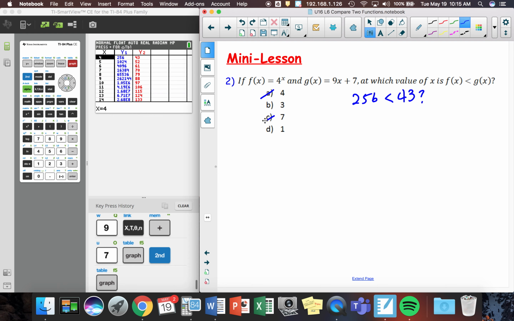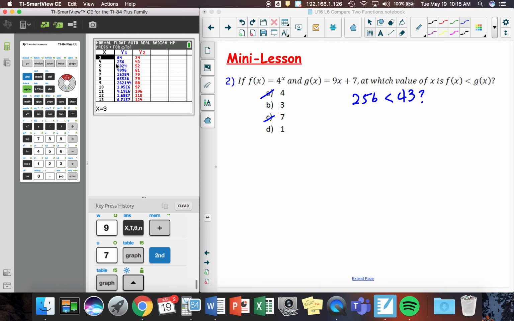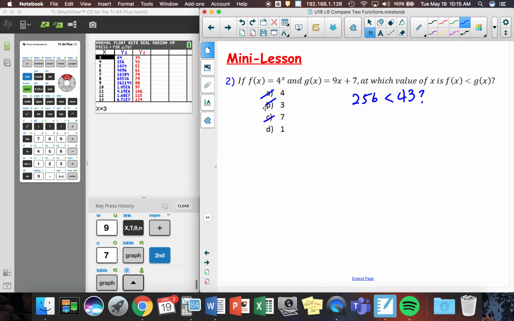Nah. So that goes away. So now let's take a look at 3. That's the next one right here. So we're getting closer. It says 64 and 34, but 64 is not smaller than 34. So 3 is out. It must mean our answer choice must be 1. But let's just check.